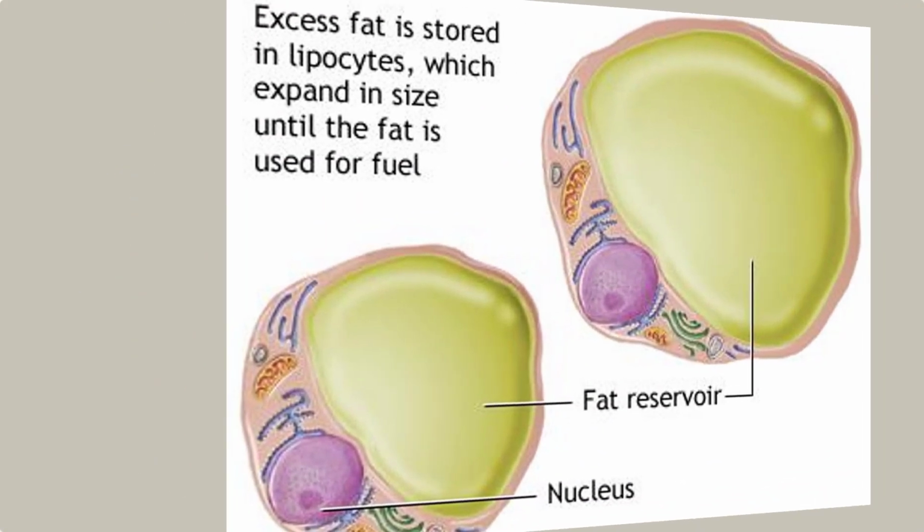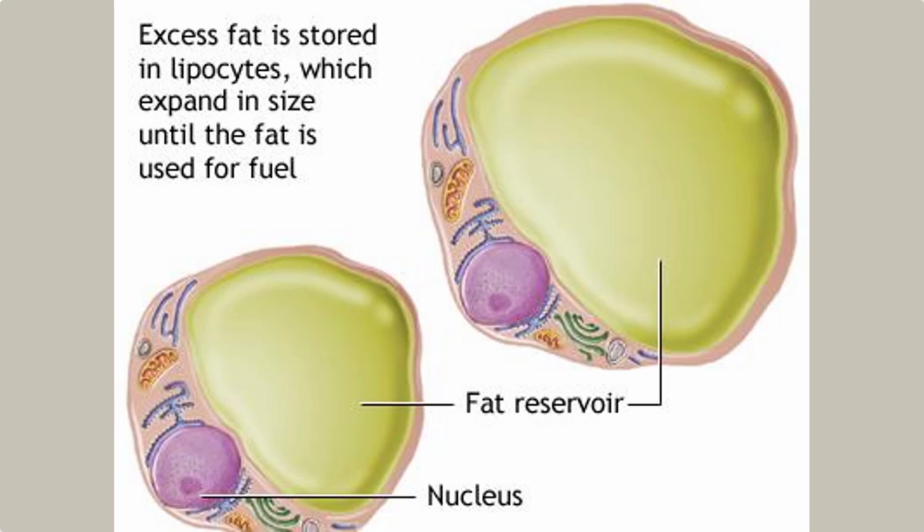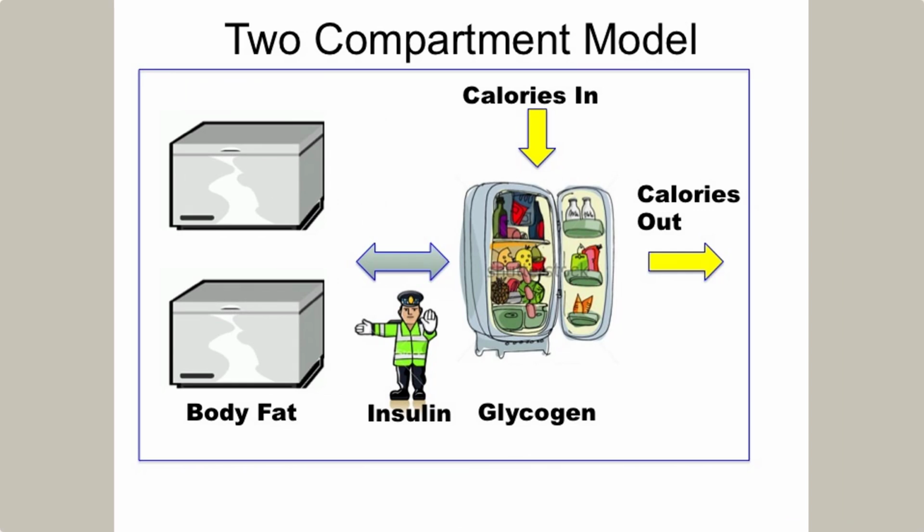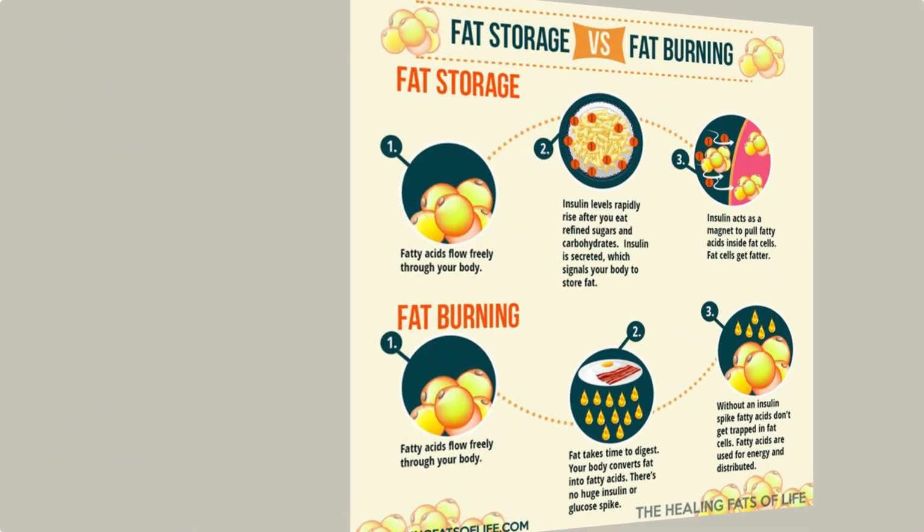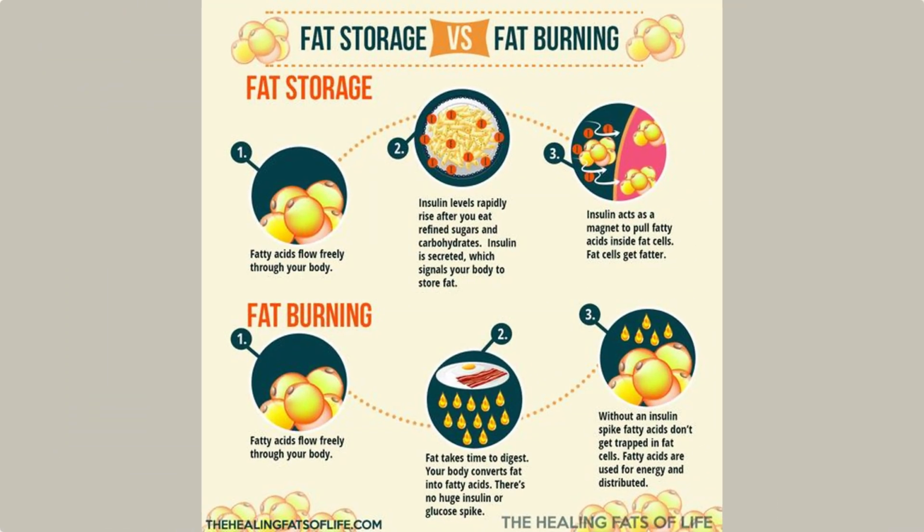Now, fat storage is virtually unlimited, but much more difficult to access. This creates our two-compartment problem. Glucose or glycogen in one compartment, which is easily accessed, and fat in another compartment, which is not easily accessed. And unfortunately, our body can only access one at a time. So as we can see, insulin is one of the main hormones promoting fat storage. And this process is absolutely situation normal.